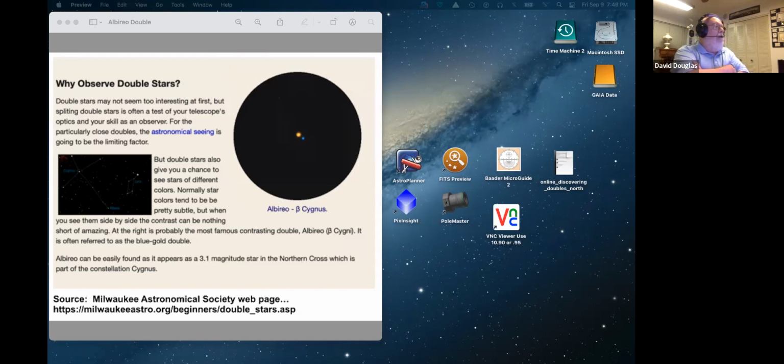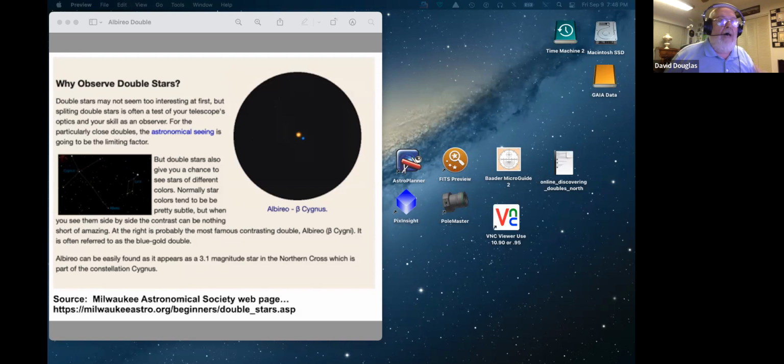It's at a right ascension of 19 hours. It is a beautiful colored pair, blue and orange, but it just so happens that Alberio has a winter twin, commonly known as the winter Alberio. There's an SAO number for it, but it doesn't have a different name. It's just the winter Alberio.